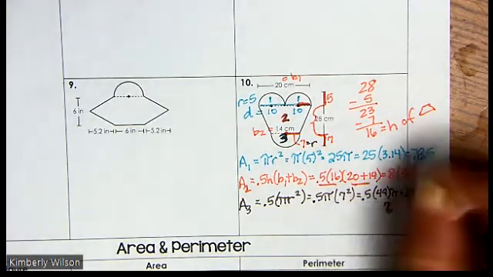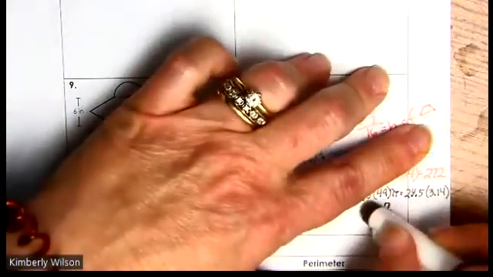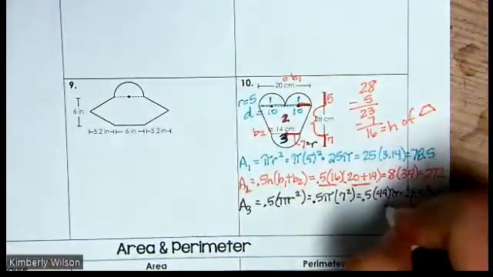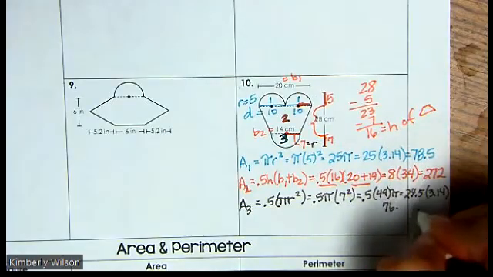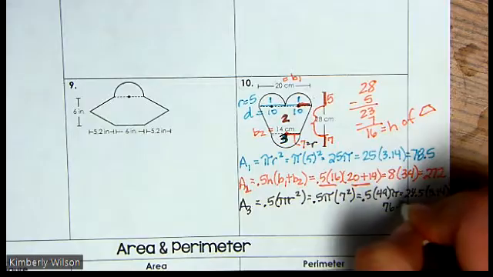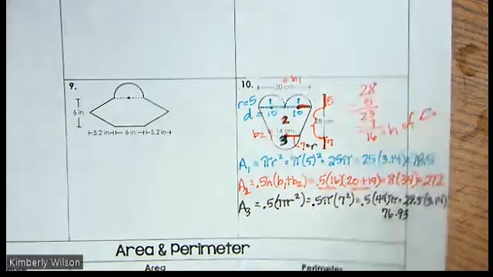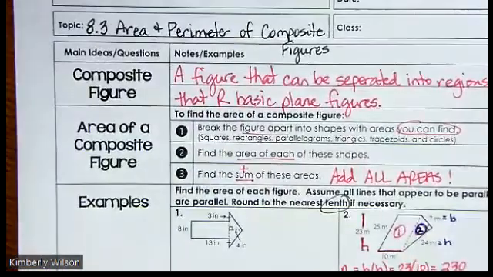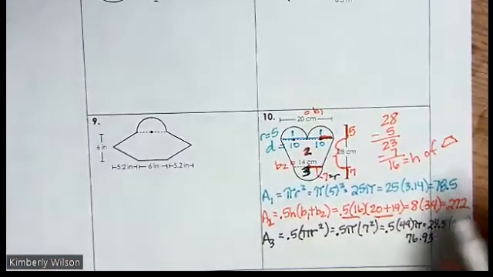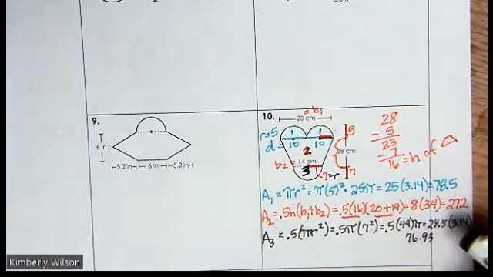Write it where you can read it. 76.93, round to the nearest tenth. Okay, so that means this is going to be 76.9.